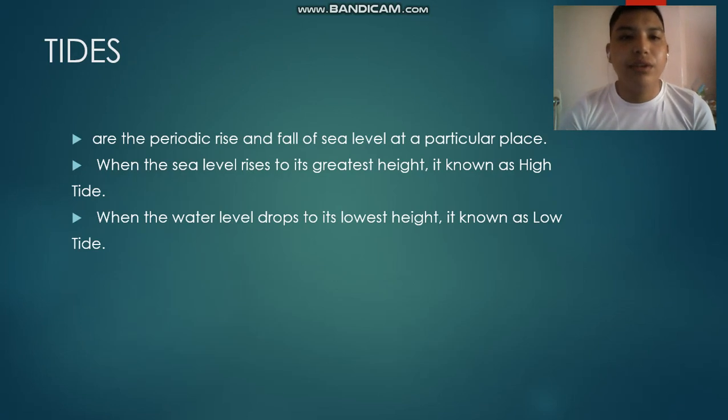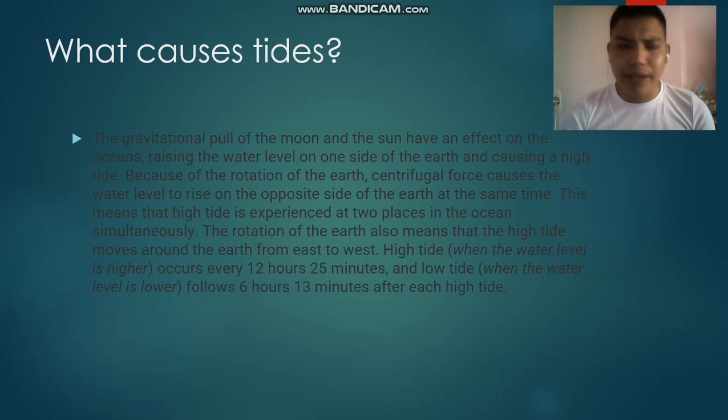Tides are the periodic rise and fall of sea level at a particular place. When the sea level rises to its greatest height, it is known as high tide. When the water level drops to its lowest height, it is known as low tide. What causes tide? The gravitational pull of the moon and the sun have an effect on the oceans, raising the water level on one side of the earth and causing a high tide. Because of the rotation of the earth, centrifugal force causes the water level to rise on the opposite side of the earth. This means that high tide is experienced at two places in the ocean simultaneously.